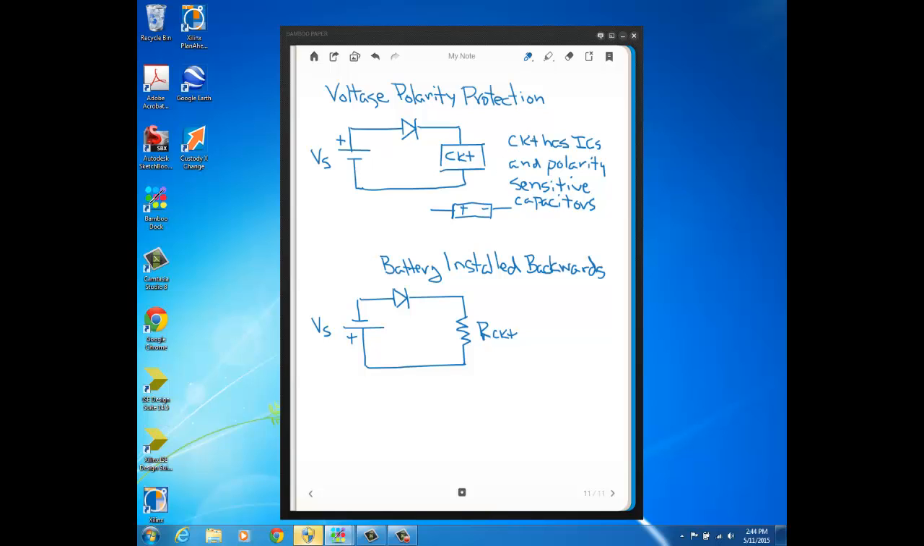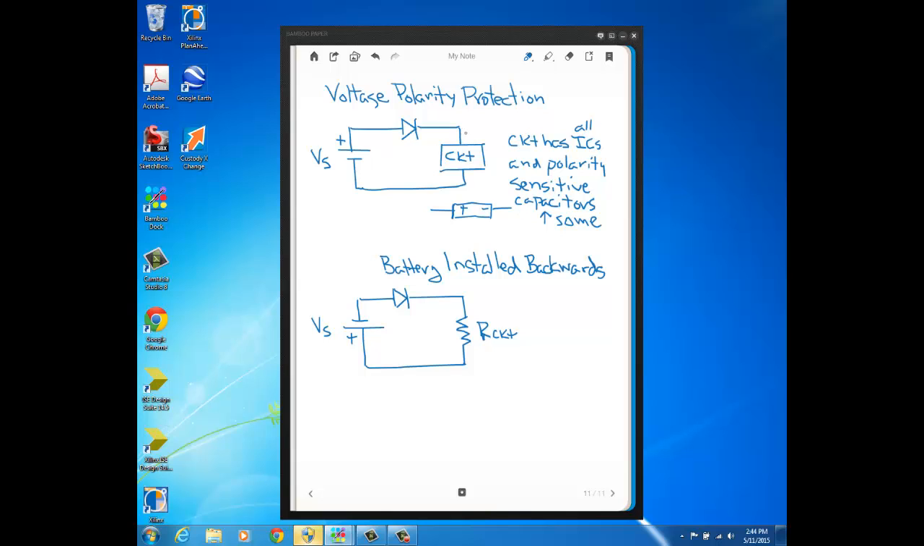So because we have these components, all ICs, okay, all integrated circuits are voltage polarity sensitive, and some capacitors, okay, so only the ones that are marked with the plus minus. If you don't see a plus minus on a capacitor, then it's not one of these types, and you can hook the voltage to the capacitor either way, and it's going to be fine.